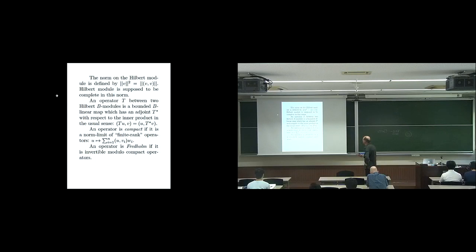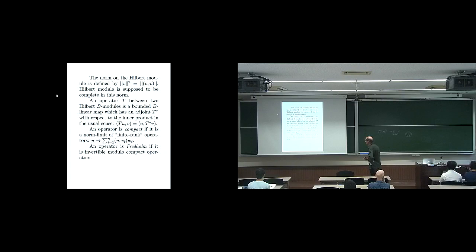The square of the norm on the Hilbert module should be defined by this inner product, and Hilbert modules are supposed to be complete in this norm. Now you can define operators between two Hilbert modules. These are operators which have an adjoint with respect to the inner product in this sense, and the operator should be bounded. Well, essentially, one can prove boundedness under some conditions.